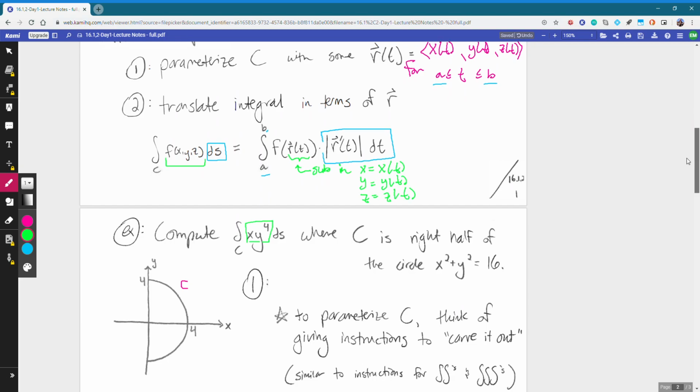Moving on down, again, we have from our notes above 2 steps to compute this line integral. First, we need to parameterize our curve. And so that is step 1. We want to parameterize our curve C.